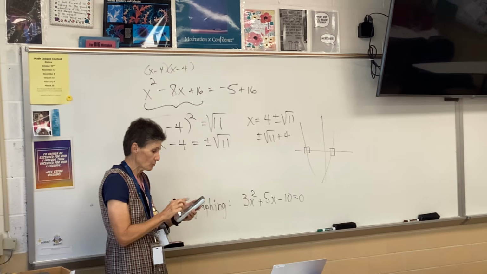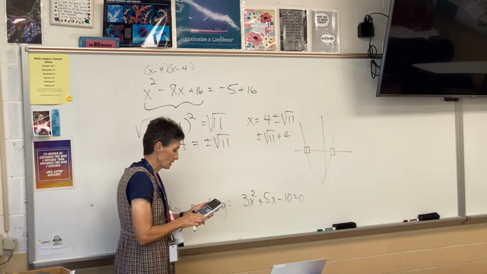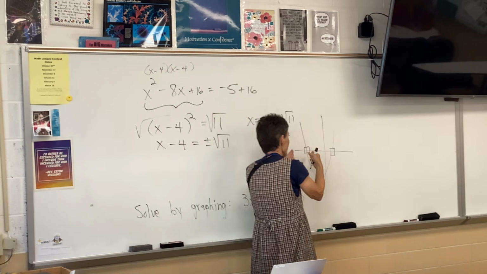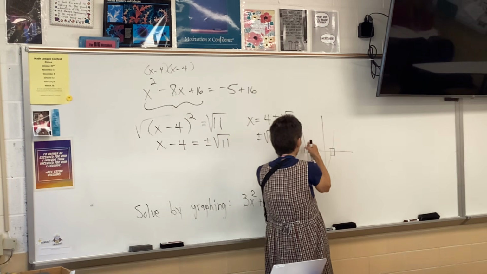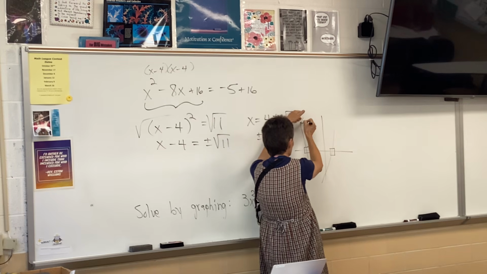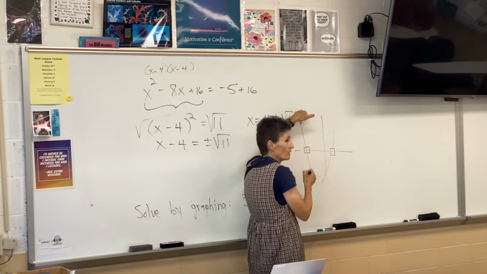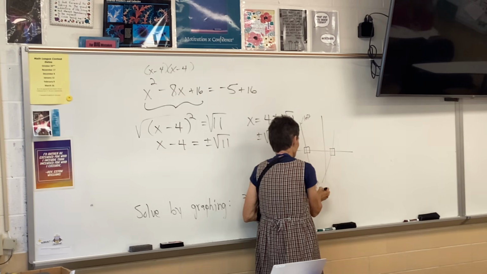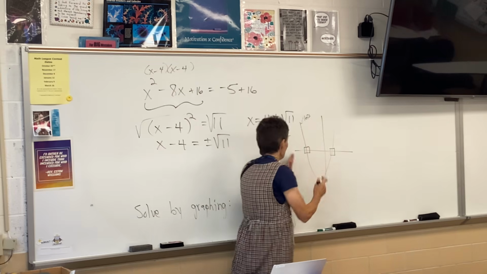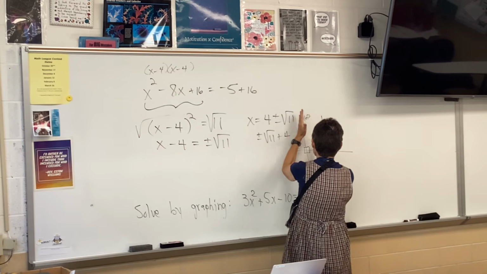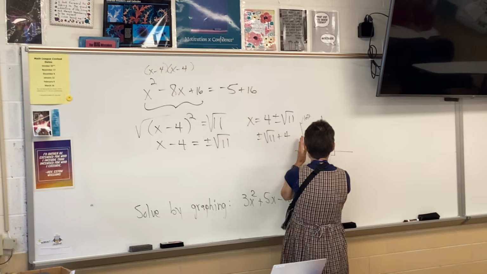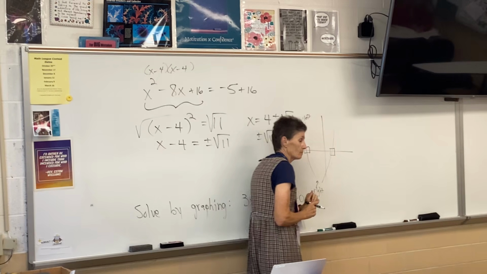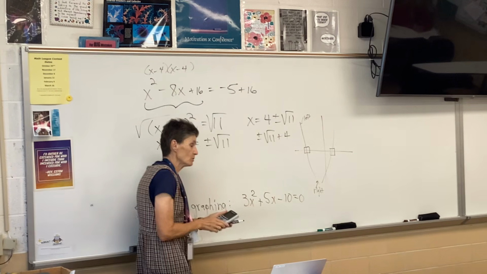So second trace, 0. If this is the point I'm finding right here, your left bound will be here. That's where you want your left bound to be. And your right bound will be here. Because that point is on the left, and this is on the right of the point that I'm looking for. I'm surrounding that point. So I move my cursor and hit enter.